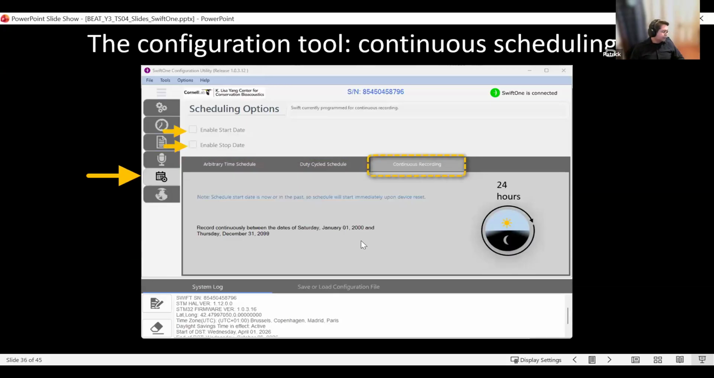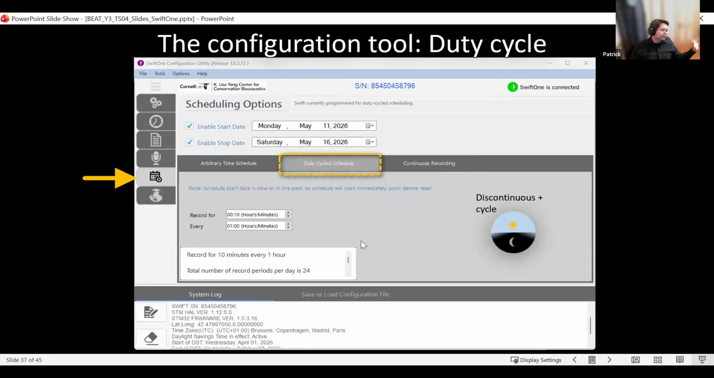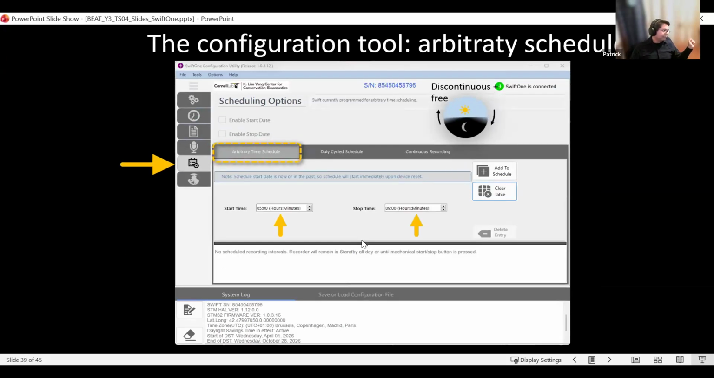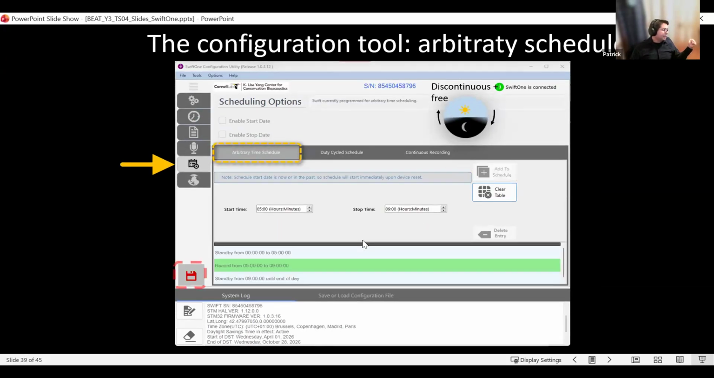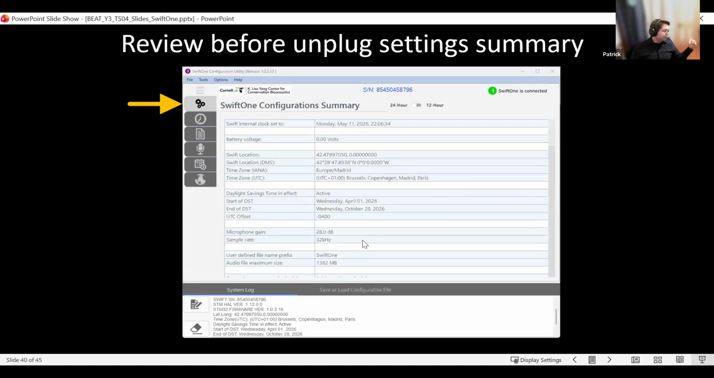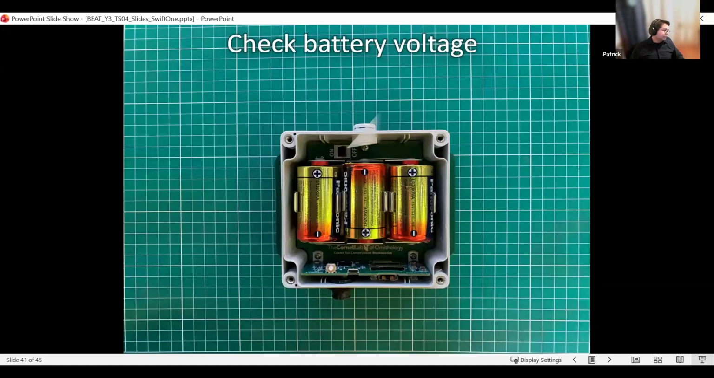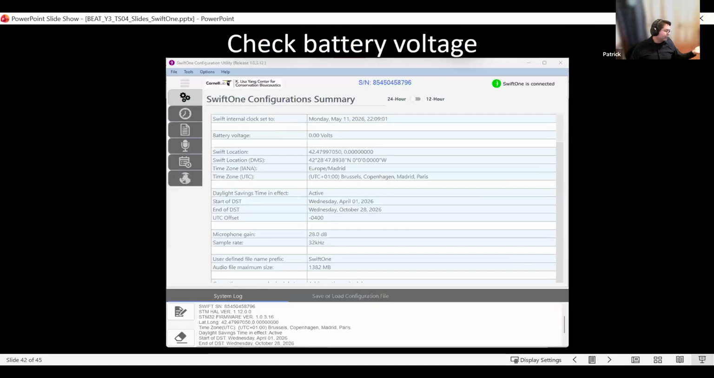All right, we'll just run through all the scheduling. There are a lot of nuances to this. You can learn this in the manual. We have three different modes: arbitrary, continuous, and duty cycle. And at the end, once you're done, you can see your summary before you finish your unit. You can also check the voltage of your battery when you put it in to see if it's full or not. You don't want to run your unit if it's not running with at least more than 3 volts.